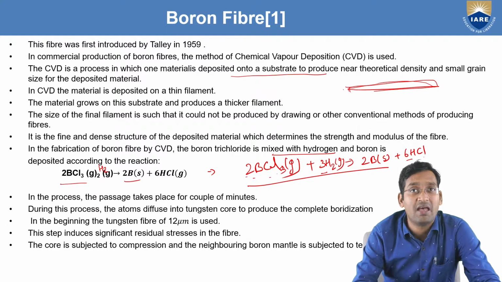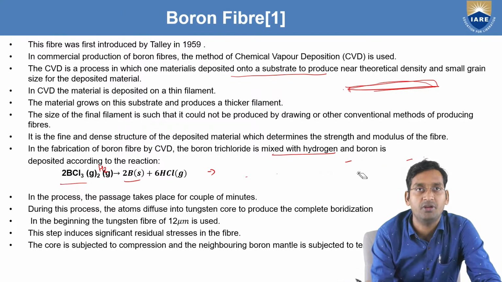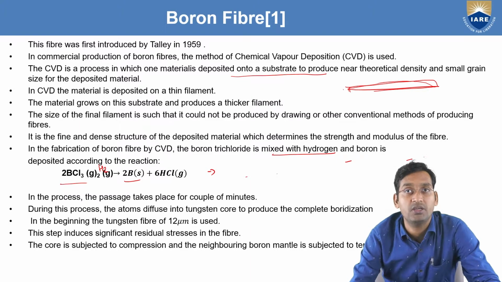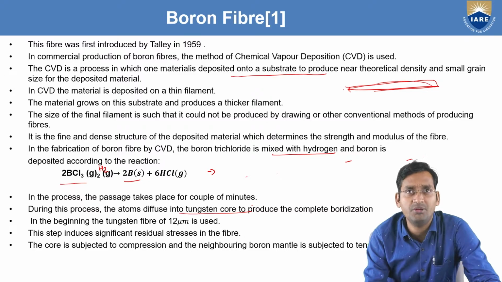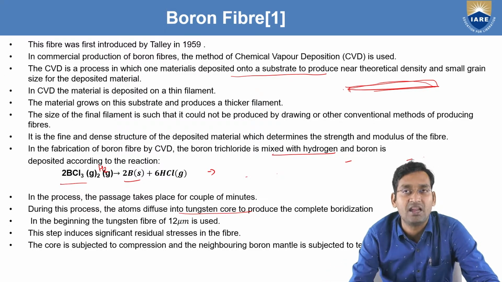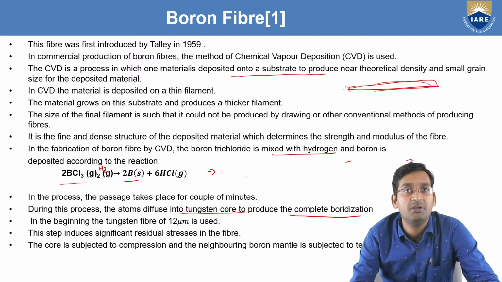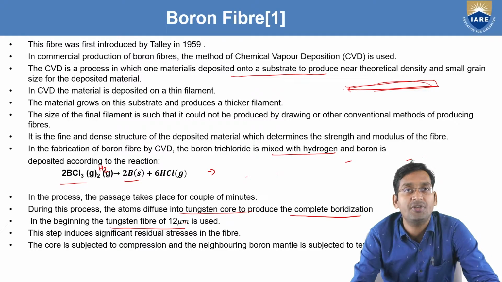In the process, the pass takes place for a couple of minutes. So that couple of minutes is required. During this process, the boron atoms diffuse into the tungsten core to produce complete boridization. Tungsten acts as a catalyst that increases the reaction, meaning complete boridization. In the beginning, the tungsten fiber of size 12 micrometer is used.